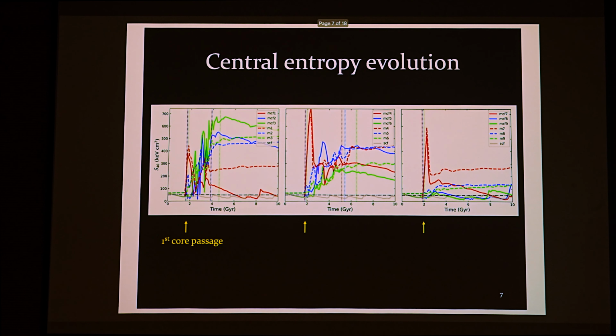In our simulation, we can also identify where the merger begins to occur. For example, this first vertical line corresponds to the epoch of the first core passage. We also know the time when the 2 black holes merge together. So in between these 2 vertical lines is where the merger heating is most effective.